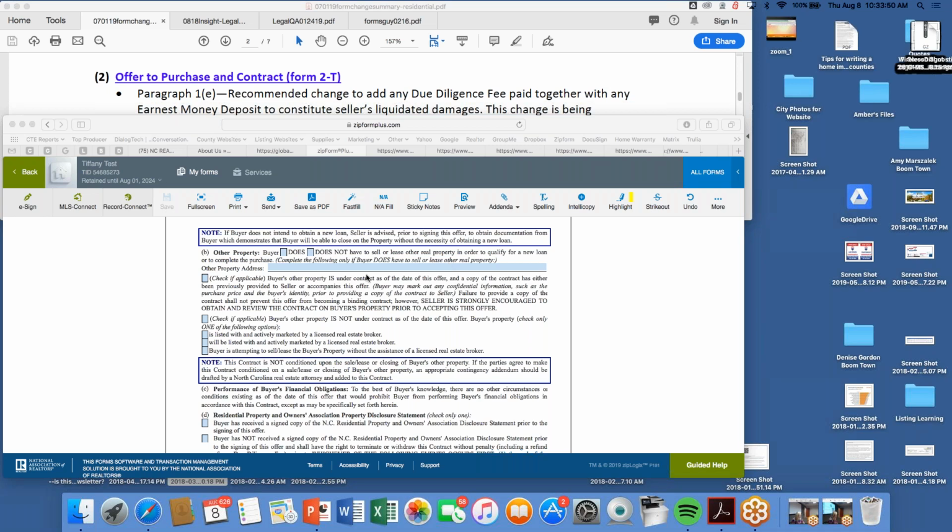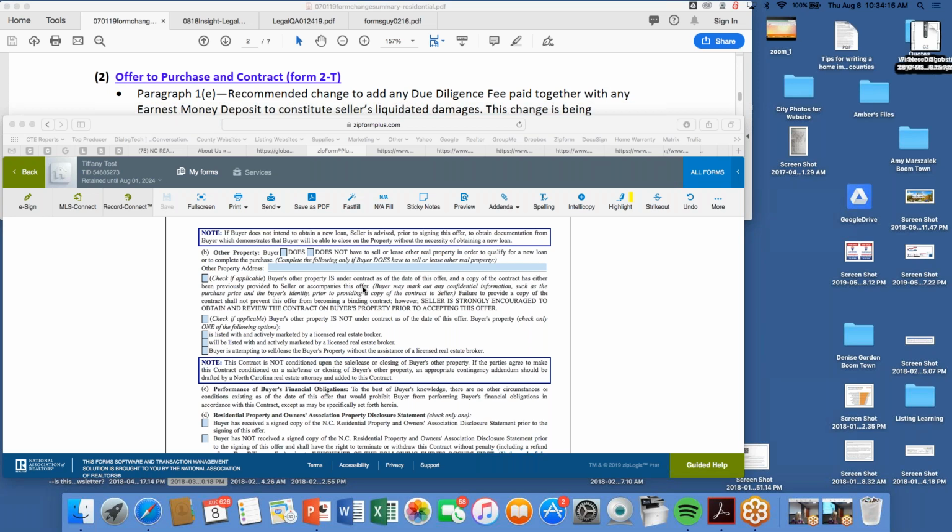It says complete the following only if buyer does have to sell or lease other property. So you don't have to put it in if they don't have to sell it. But even if it's in the loan document saying they have to have a house to sell, even if they're under contract and you feel confident, you're still putting that information in here. Then it goes on to say, check one of these boxes.